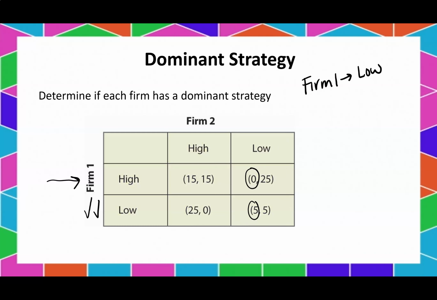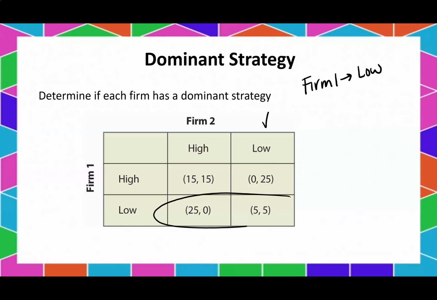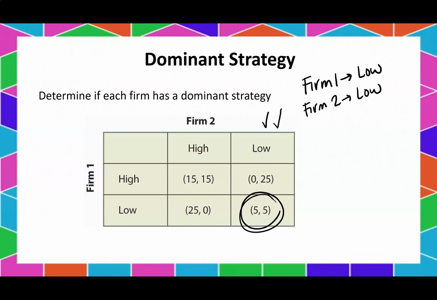Now let's find the dominant strategy for firm 2. Okay, in this situation, let's assume that firm 1 chooses high. What's better, 15 or 25? Well, obviously 25 is better, so low for them. What if firm 1 chose low, though? We're between $5 and $0. Well, low is better for them as well. So firm 1 and firm 2 would be at low, and in this situation, you'd be left at 5,5.